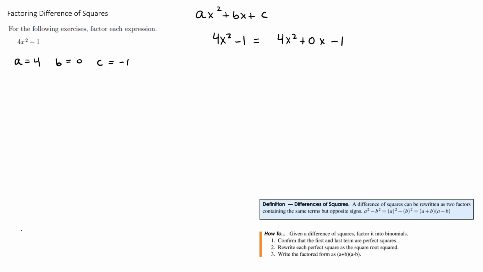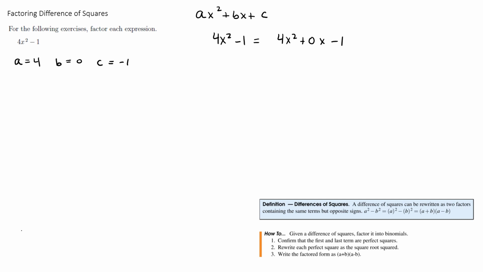And so if we have that, then we want to check and see if we can use the difference of squares. And so we've got that here down on the right side. A difference of squares can be rewritten as two factors containing opposite signs if we've got the difference of two perfect squares. Alright, so here, let's use our steps.